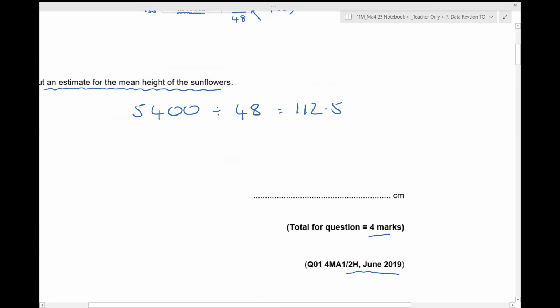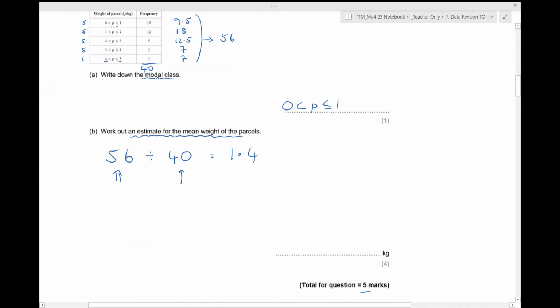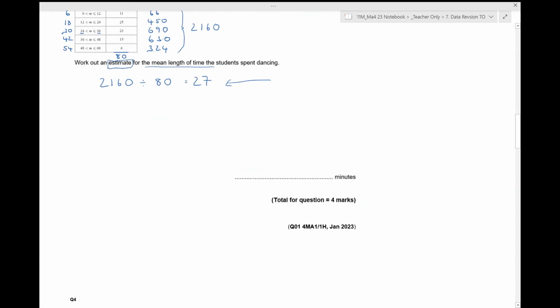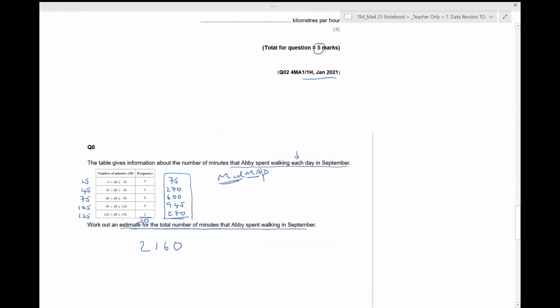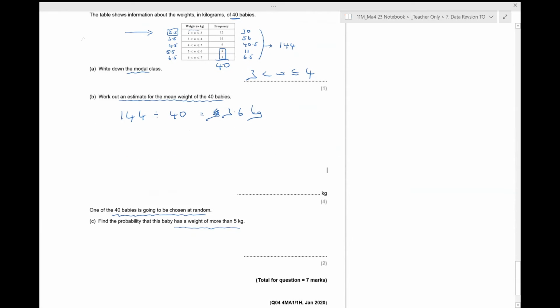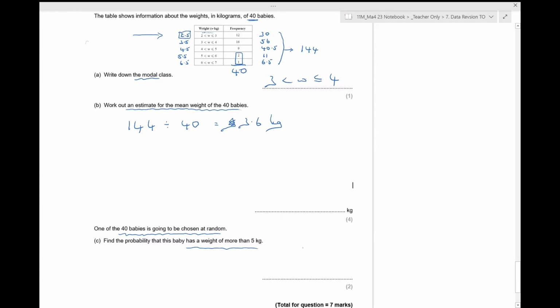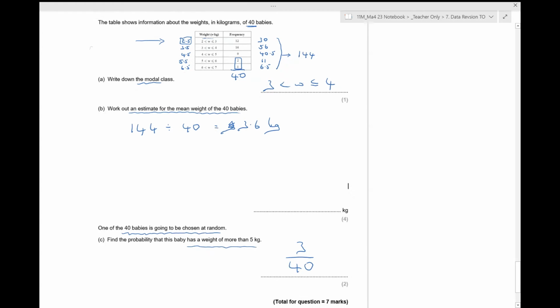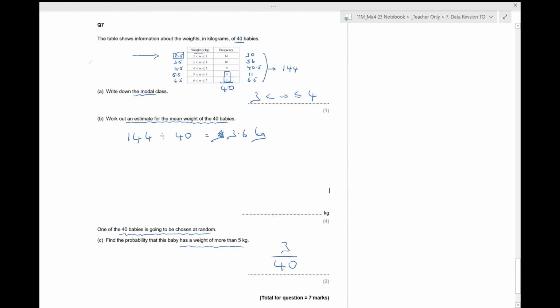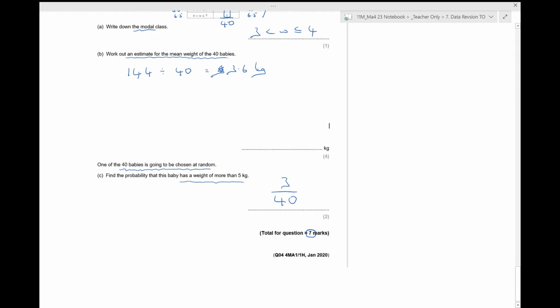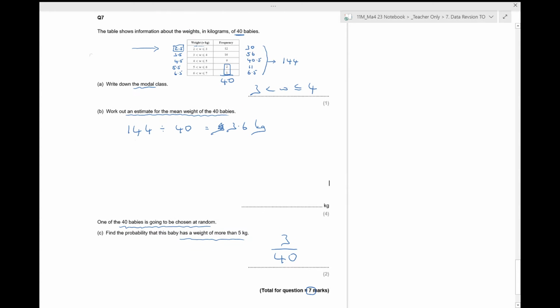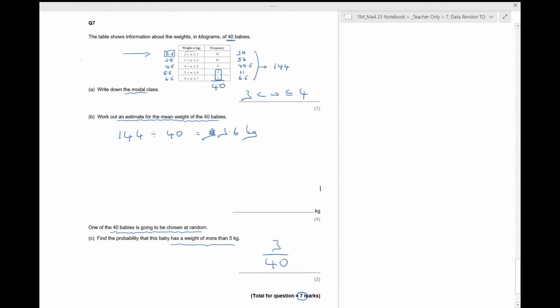And I'm asked what the probability of choosing a baby with a weight of more than 5 would be. I've lost the question. Here we go. Well, there are 3 babies with a weight of more than 5 out of the 40 babies. So the probability would be 3/40. Now look at that. That time it's 7 marks, and that is on paper 1H in Jan 2020. So these questions could be worth quite a lot of marks on your paper. And with any luck, you find them quite straightforward now.